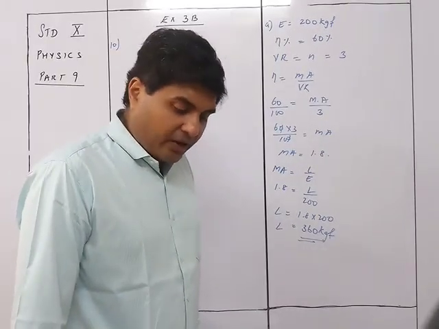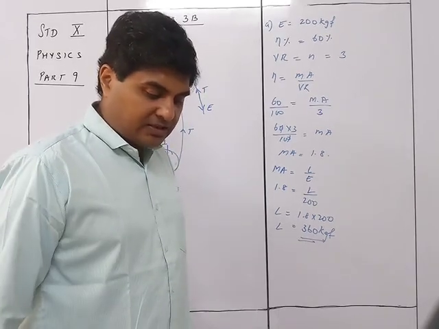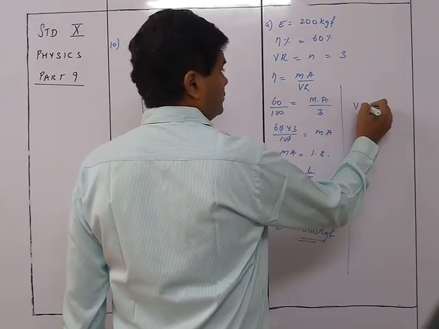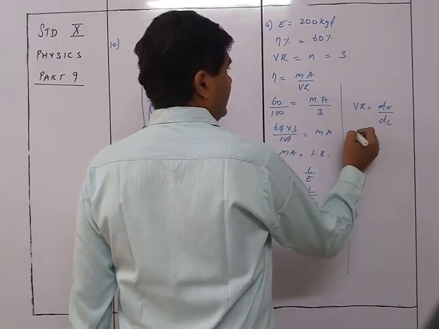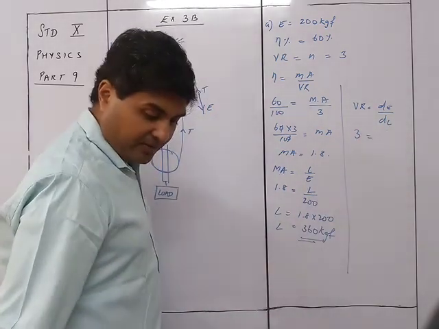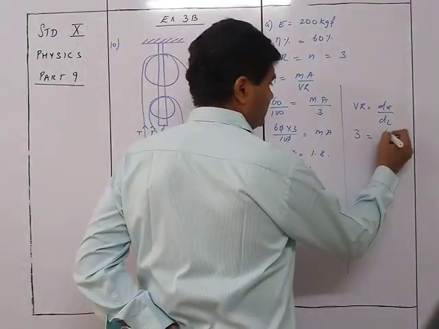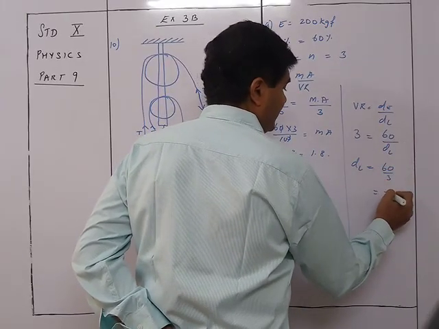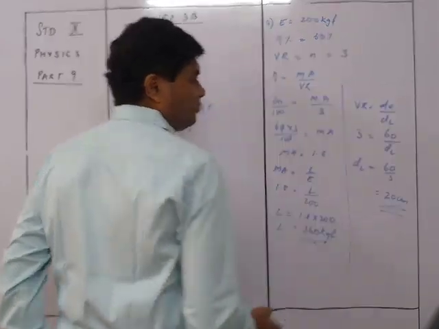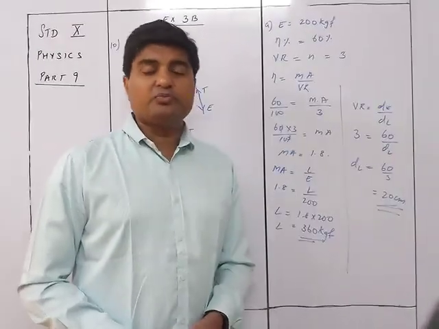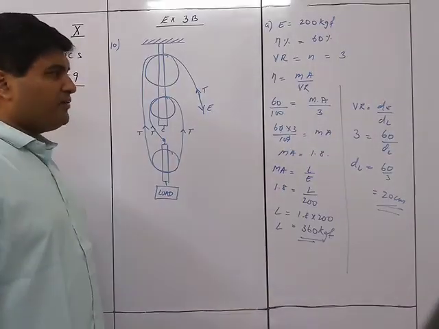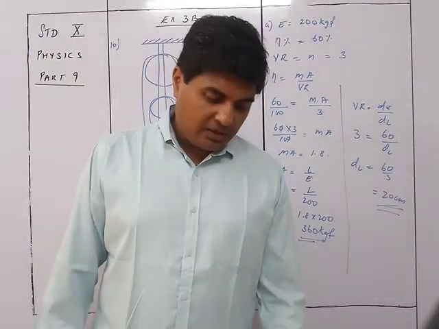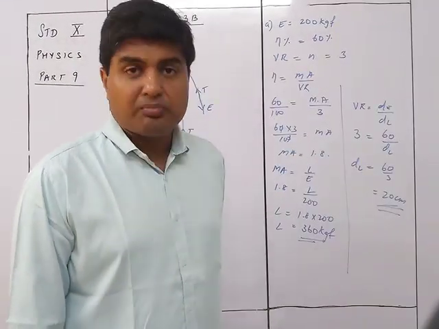If the effort end moves by 60 centimeters, what distance does the load end move? So now we look at the VR. VR is equal to dE upon dL. VR is 3 and dE is given, that the effort end moves by 60 centimeters. So dL is what we need to find out. 60 upon 3 is equal to 20 centimeters. So when the effort is moved by 60 centimeters, the load moves by 20 centimeters. This was the answer for question number 10.